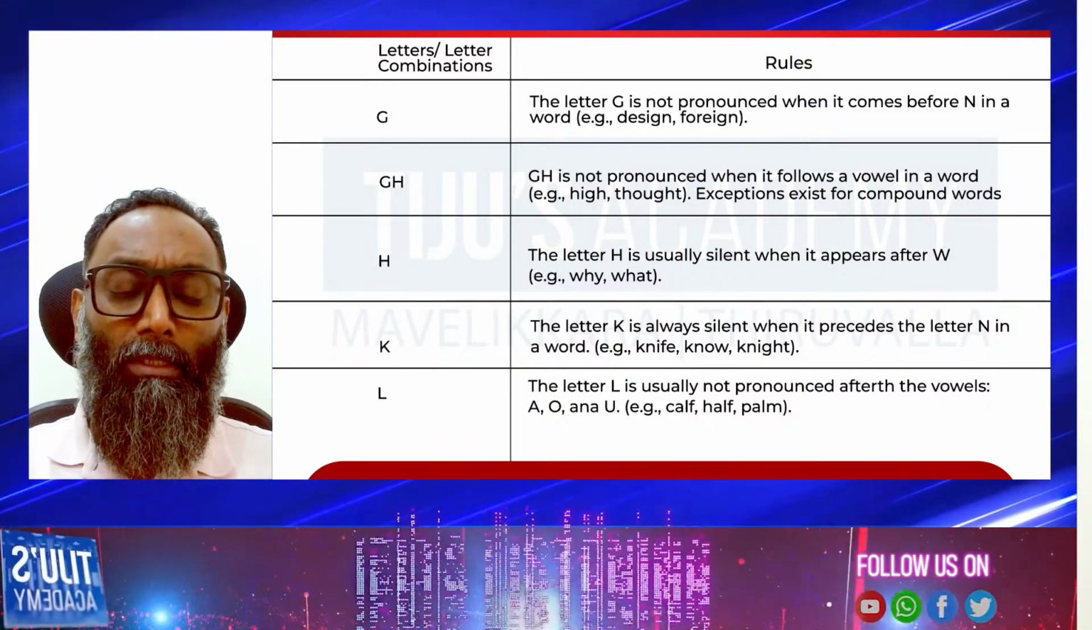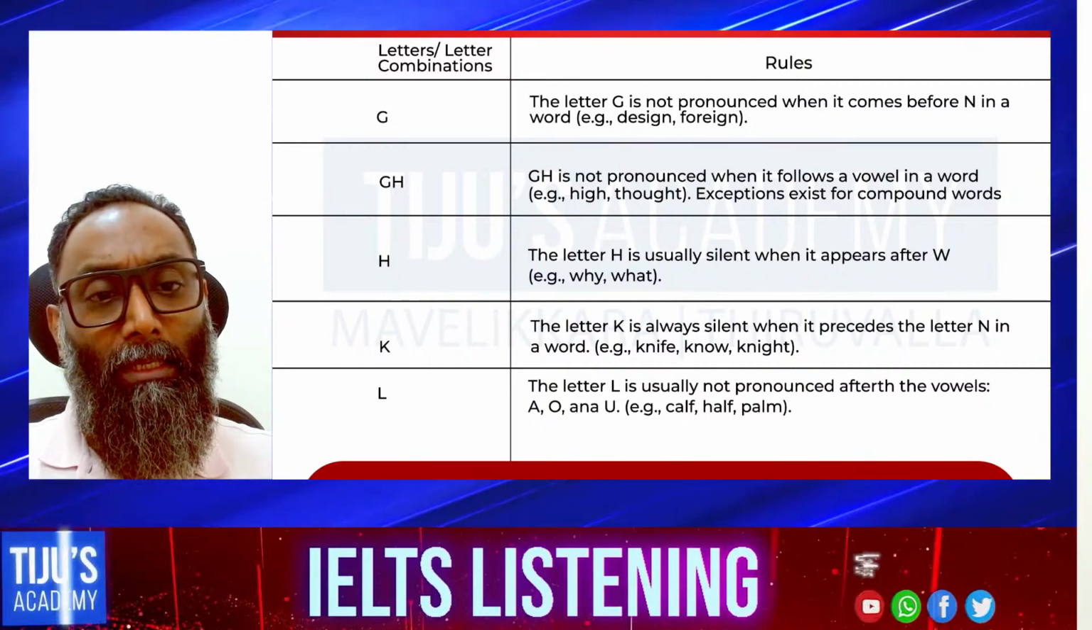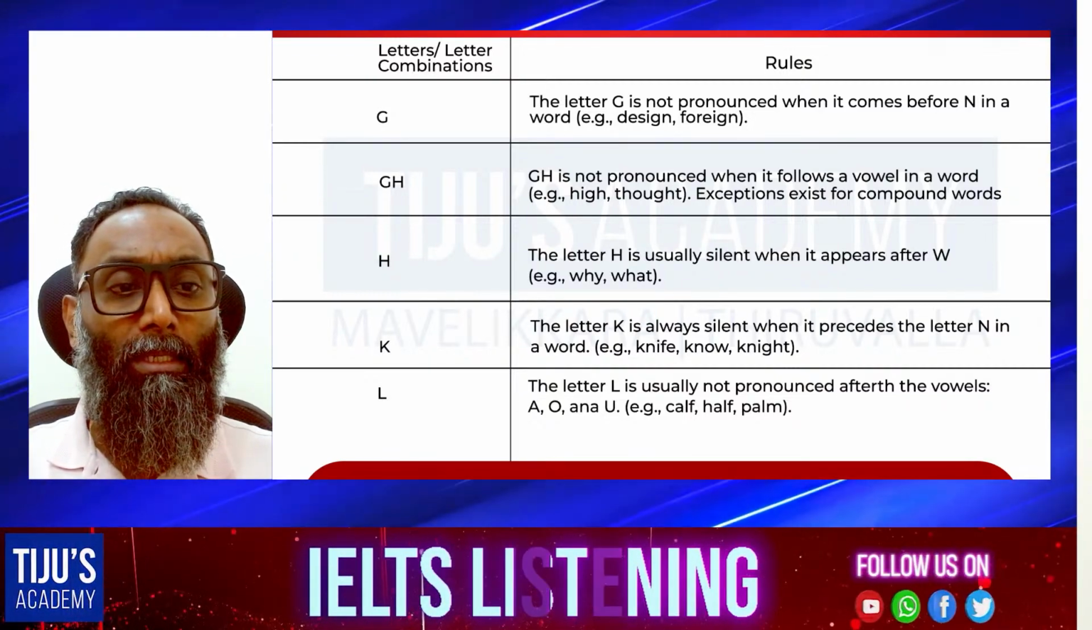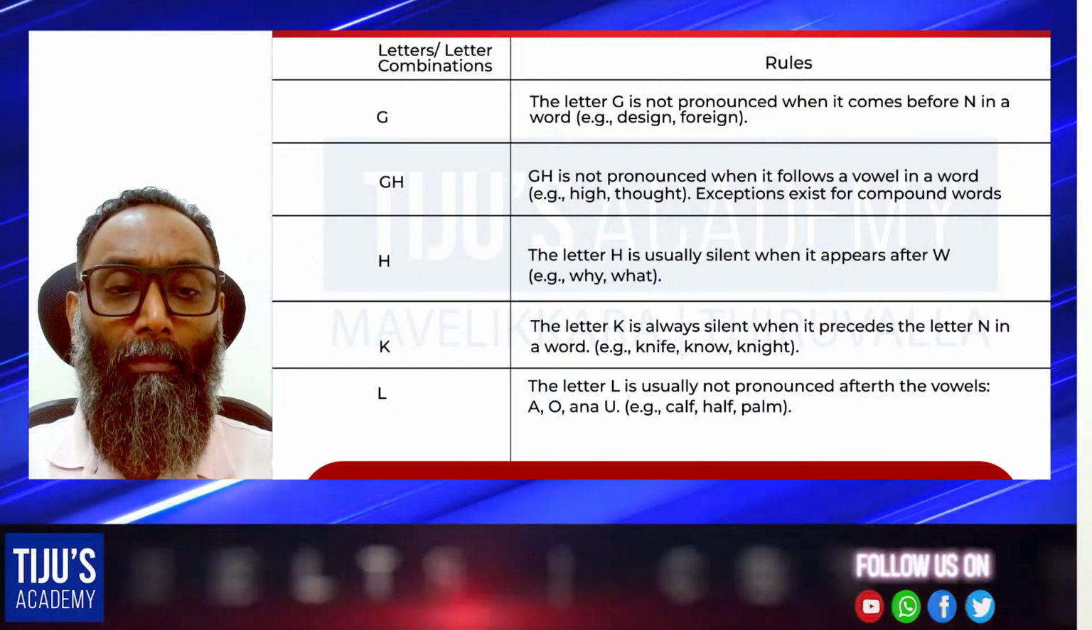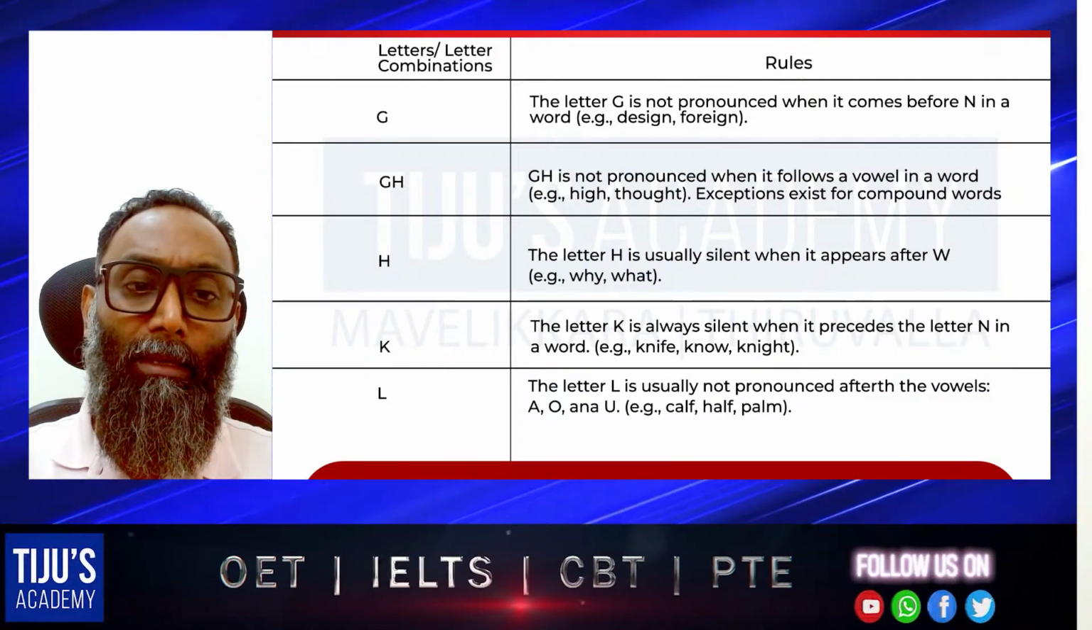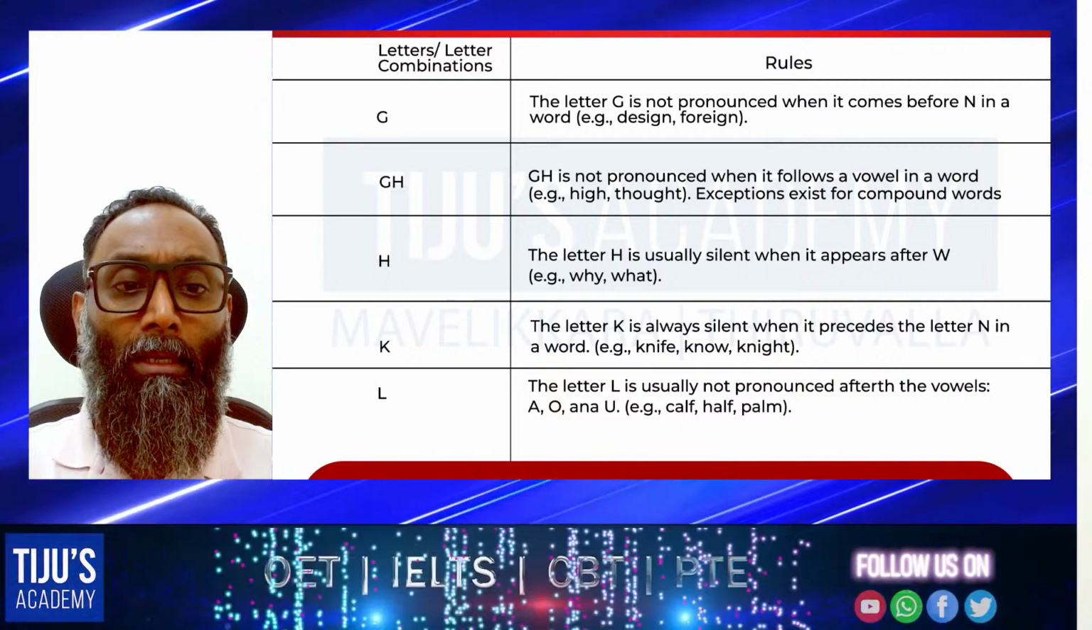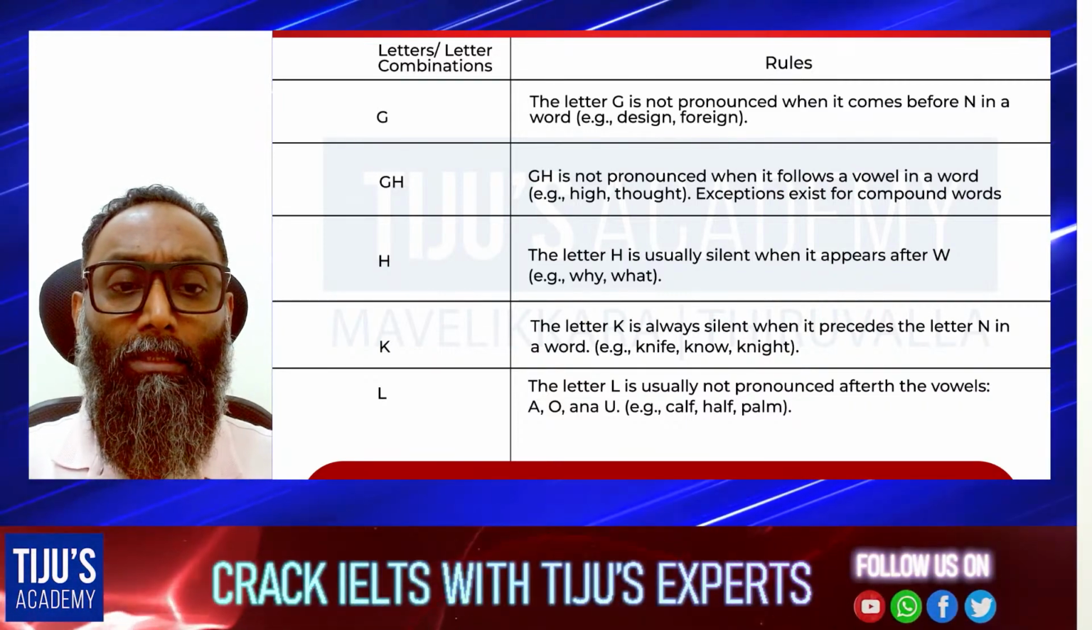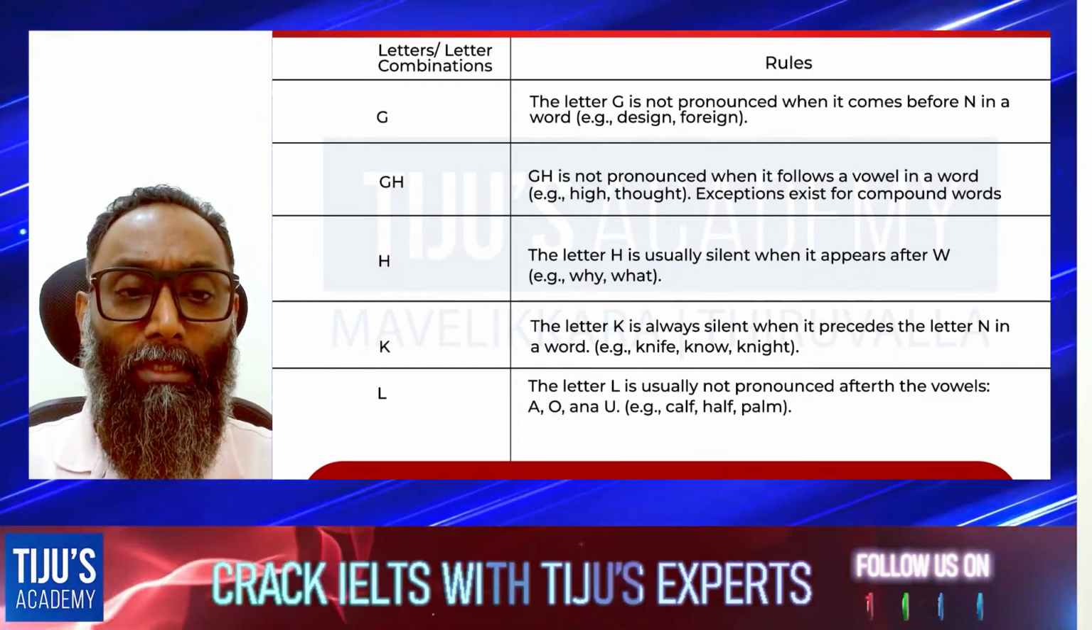Now let's go with letter K. The letter K is always silent when it precedes the letter N in a word. For example, knife, K-N-I-F-E. So the K is silent. It's N-I-F-E. So we pronounce it as knife.